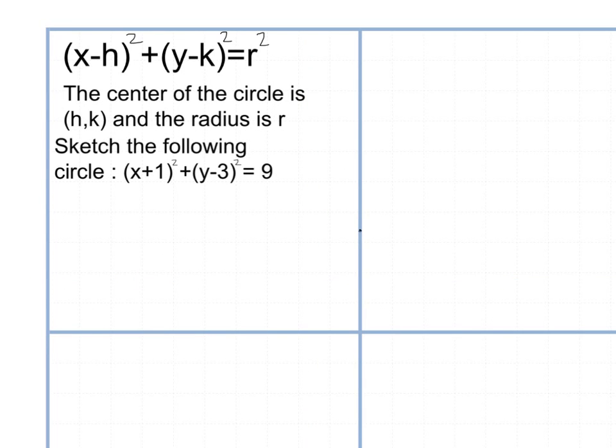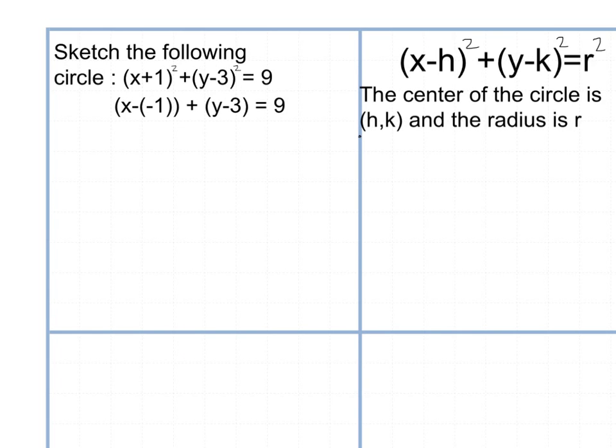Okay, so what if they ask us to sketch the following circle? The circle whose equation is (x + 1)² + (y − 3)² = 9. First of all, we have this awkward situation where up here we said (x − h)², but here we have a plus. So what do we do with the plus? What I want you to do with the plus is consider a plus similar to subtracting a negative. So let me write that out and show you what I mean by that.